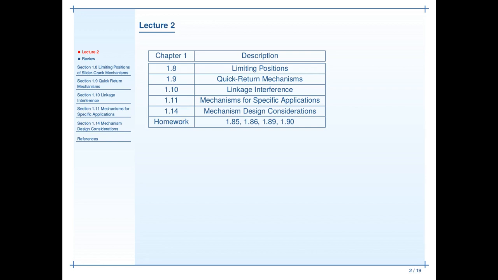Today we're going to be covering the end portions of Chapter 1 in the book by Wilson and Sadler, Kinematics and Dynamics of Machinery. Specifically, we'll be covering sections 1.8, 9, 10, 11, and 14.